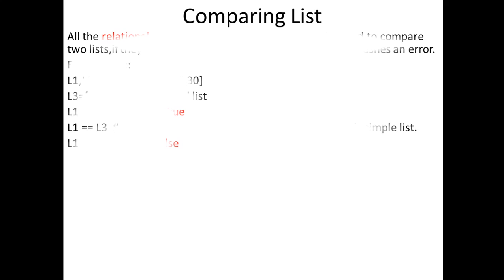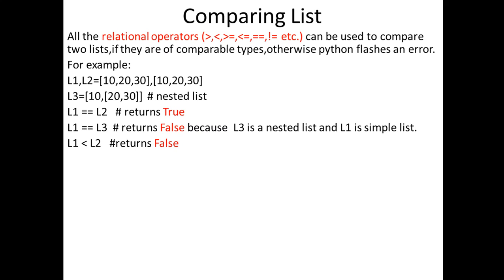So the next topic is how to compare lists. All the relational operators, greater than, less than, greater than or equal to, less than or equal to, not equal to, etc., are termed relational operators. All relational operators can be used to compare two lists. If you want to find out whether two lists are equal or not, whether the first list is greater than the second, or smaller than the second, and so on, then we use the relational operators.